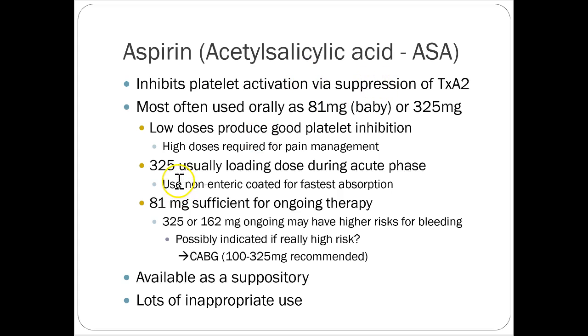The 325 is sometimes used as a loading dose, so if somebody comes in with an active heart attack going on, they'll be given aspirin. Usually EMS gives them that in the ambulance on the way to the hospital. And non-enteric coated can be important for this, so having chewable aspirin available for the patient. If you're ordering something in an ER or urgent care, you're always going to pick the chewable type if it's acute. And then ongoing therapy is generally speaking 81 milligrams, but there might be some people, like post-CABG, which is coronary artery bypass graft, so that's a cardiac bypass procedure. Sometimes they'll use higher doses for those patients.